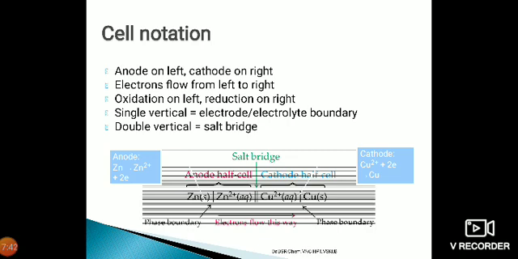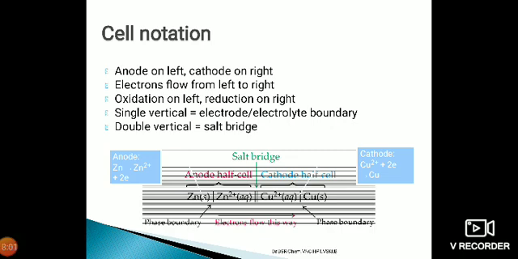Cell notation. Anode is on left, cathode is on right. Electrons flow from left to right. Oxidation on left and reduction on right. A single vertical line always represents an electrode bar and electrolyte boundary, whereas a double vertical line represents a salt bridge.